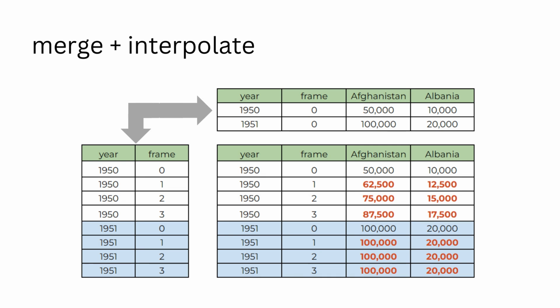Notice that the interpolation calculates equally spaced regions only when there is an upper bound. If the upper bound is unavailable, as in the case with 1951, the values are replicated. We can see that for 1951, the value of the frame 0 was replicated to the other frames.